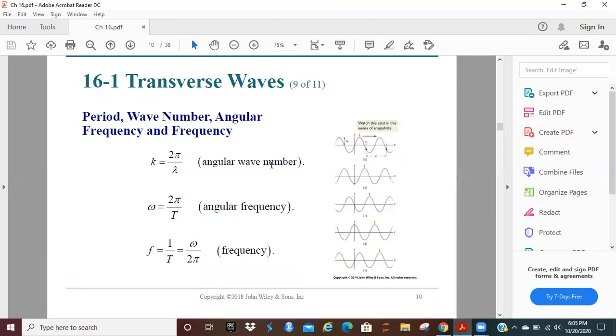So the angular wave number, k, is going to be equal to 2 pi divided by the wavelength. The angular frequency is going to be 2 pi divided by the period. The frequency is going to be the reciprocal of the period. And since we've defined the angular frequency as 2 pi divided by the period, here we're going to have the reciprocal of that.